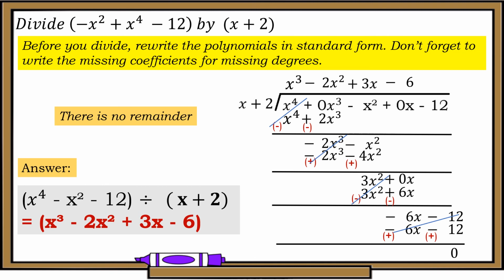So, we have x to the fourth minus x squared minus 12 divided by x plus 2 is equals to x cubed minus 2x squared plus 3x minus 6. Walang remainder.